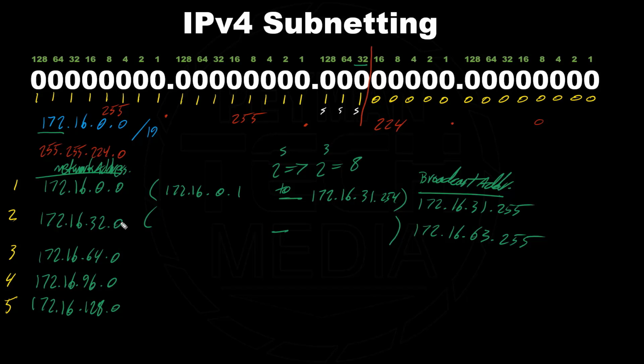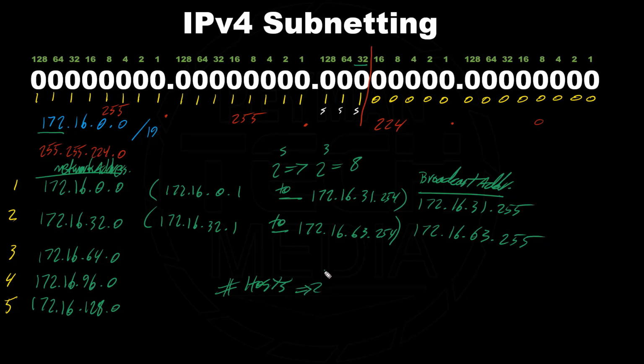Now we have the network address and the broadcast address. In between, we can find all the available IP addresses, which go from the first available IP address, 172.16.32.1, because 172.16.32.0 is the network address. And it goes to the last available IP address, which is one less than the broadcast address, and it is 172.16.63.254.